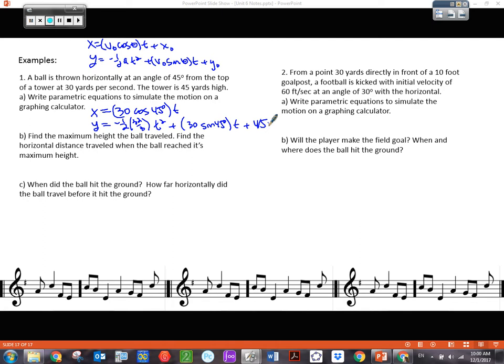All right, so let's look at what they're asking us to do. Part B, find the maximum height the ball traveled. Find the horizontal distance traveled when the ball reached its maximum height. Okay, so it's using the word maximum. So let's talk about the two modes just kind of briefly. I have a function mode and I have a parametric mode. Let's talk about the function mode first.